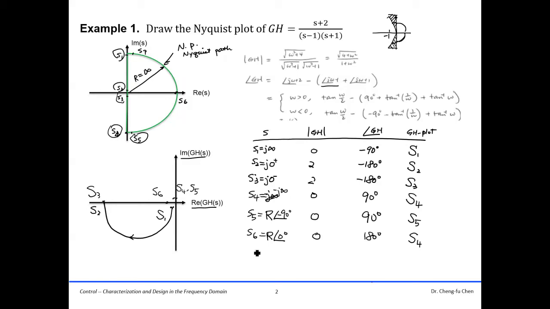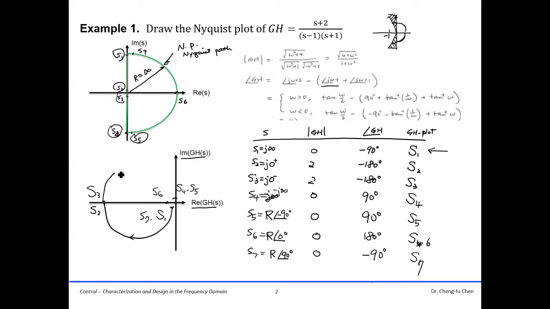Then we go to S7. S7 is equal to R, and S7 is on the circle with a phase angle of 90 degrees here. So that is 0. And we plug in, so basically it is 90 degrees. So let me label this as 7. Sorry, this is 6. Okay, so S7 is very close to S1. So here is S7.